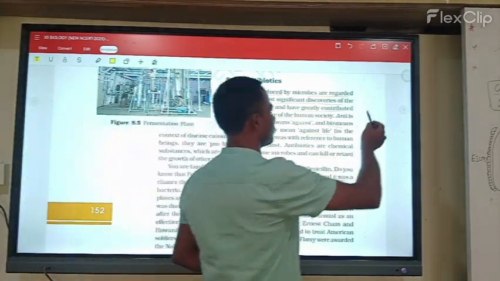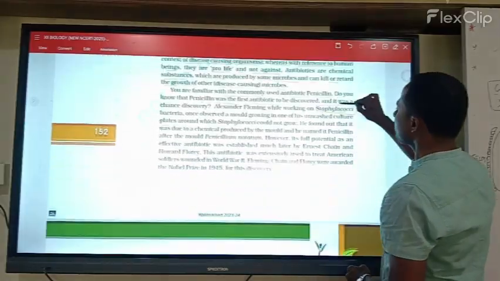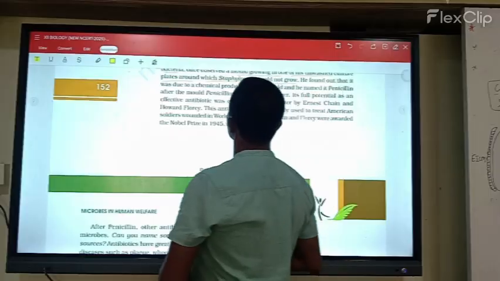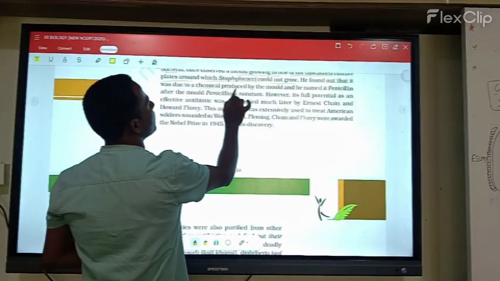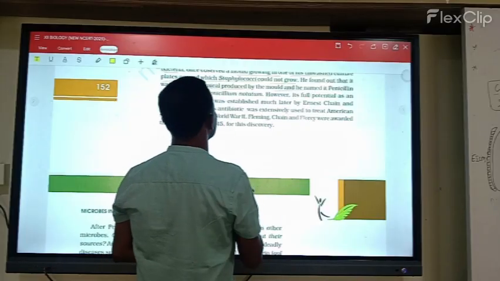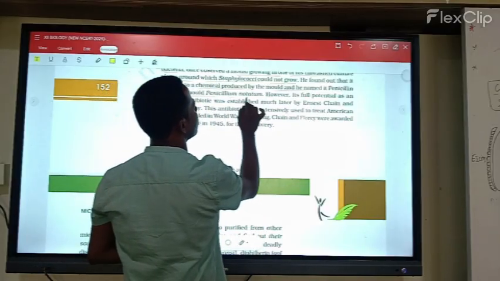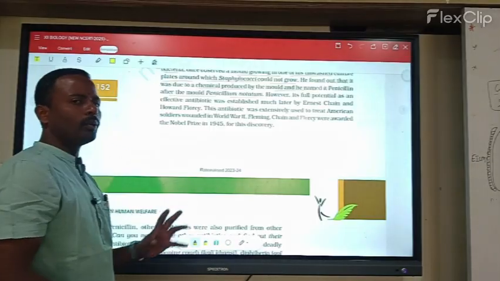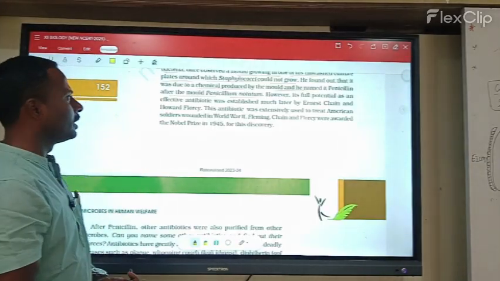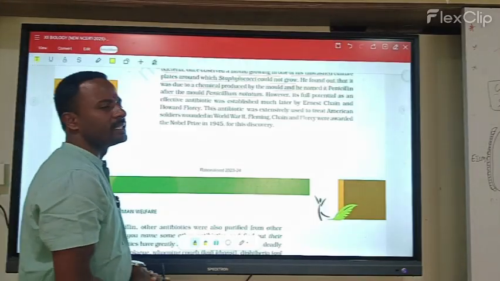He noticed this. Next, he found out that it was due to a chemical produced by the mold, and he named it penicillin after the mold Penicillium notatum.